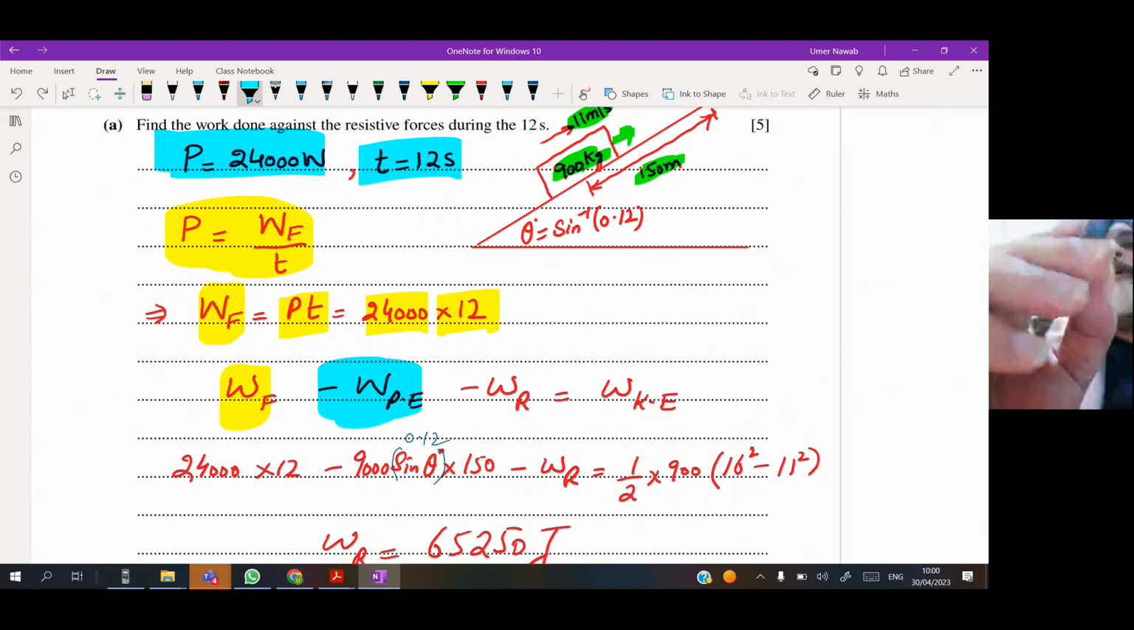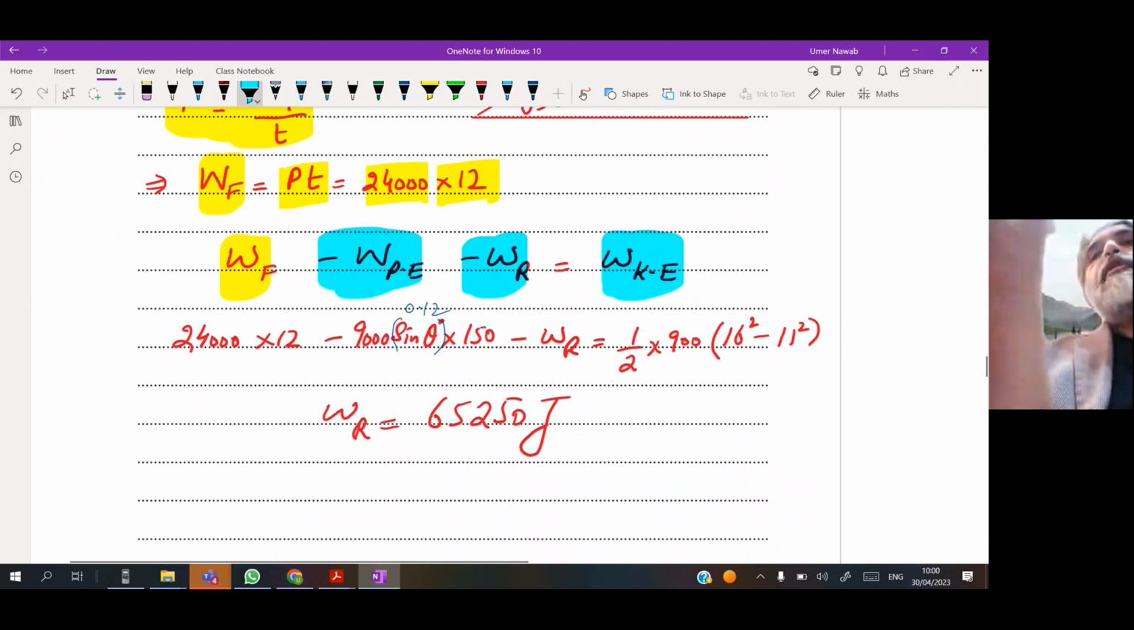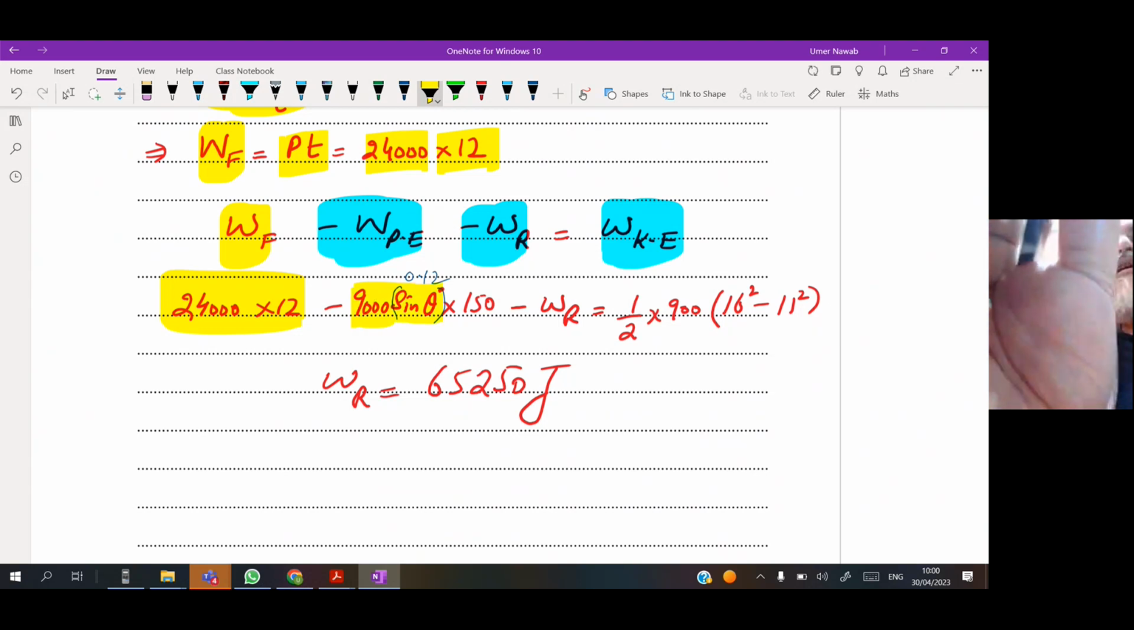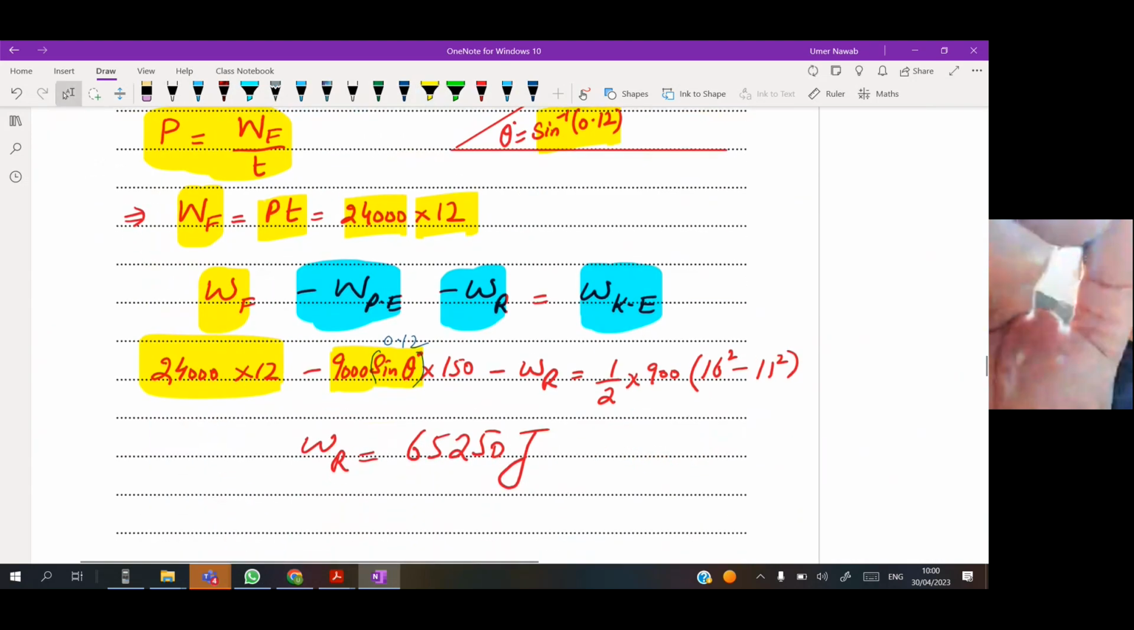Okay. Now, the weight is downward and also the resistance is downward, which actually I want to find, and it is equal to the change in kinetic energy, which I am writing as WKE. So come on, write it, guys. Power multiply time. Potential energy. How to write the potential energy? Weight component 9,000 times sine of theta. Be careful, guys. He wrote here theta is equal to sine inverse of 0.12. So I'm sending the sine to this side. It is equal to 0.12. No need to find theta.